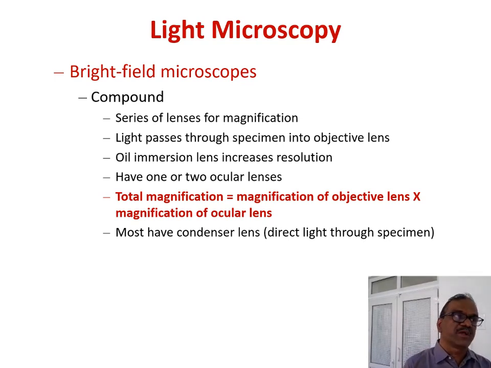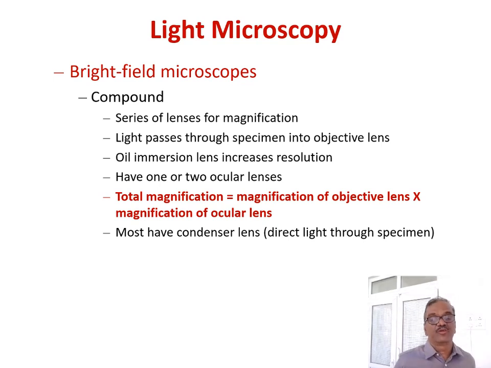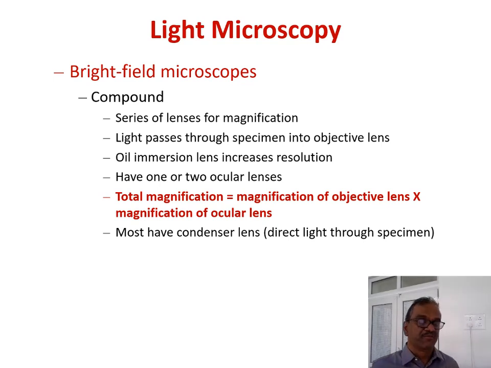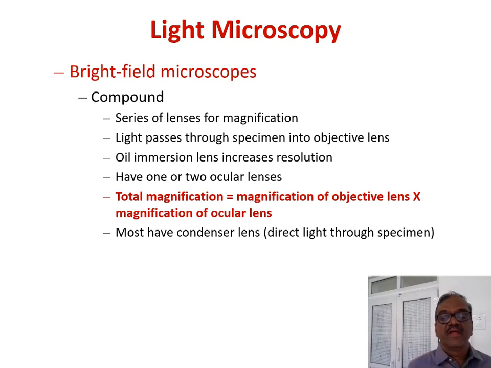In a compound microscope, what you are observing in a class? Two, isn't it? Two. Okay. So light passes through the specimen into the objective lens. Then you can increase the power resolution also using the oil immersion. What is the principle? We will see later. Then it has one or two ocular lenses.